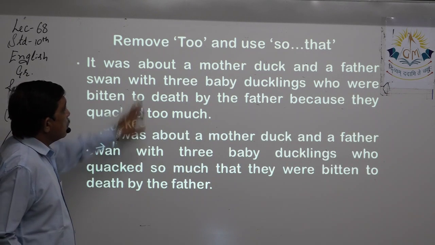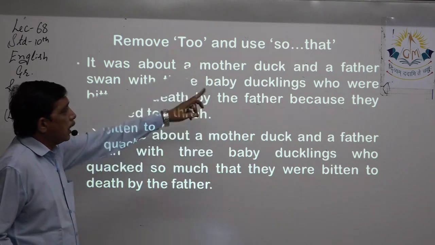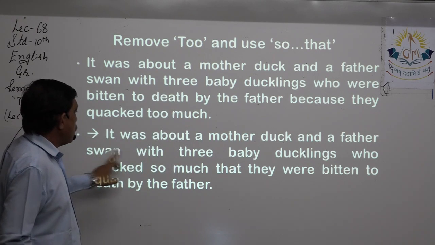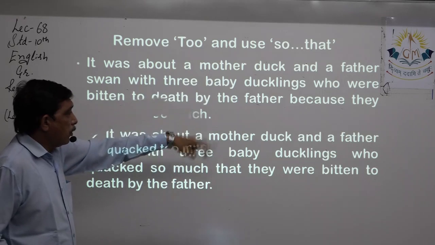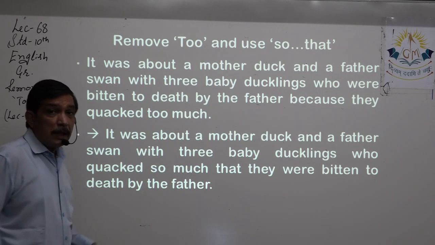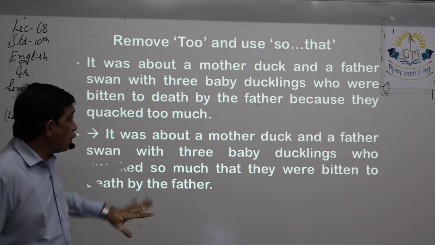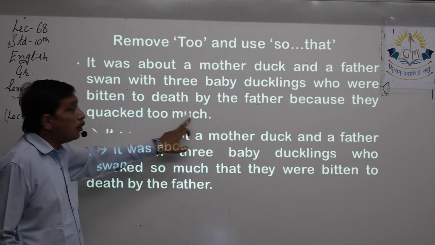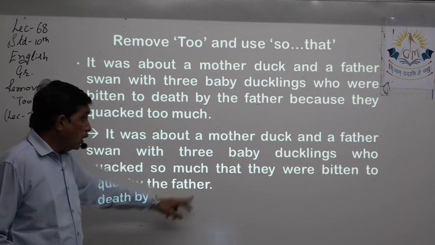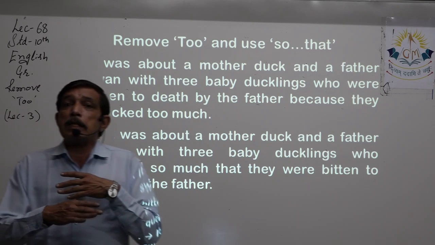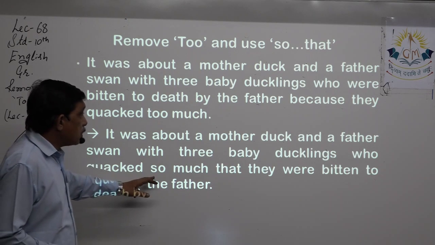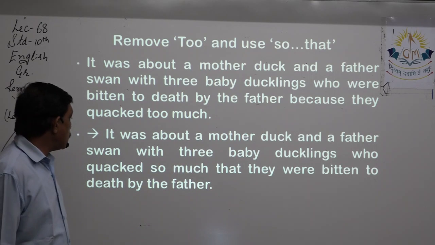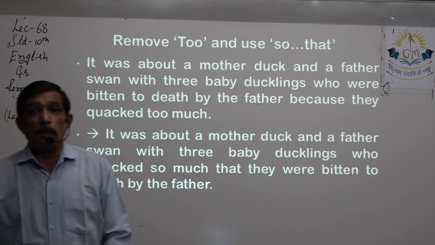It was about a mother duck and a father swan with 3 baby ducklings. So the first line as it is, same until who. Now ducklings were the one. So I will transform the sentence. Who quacked so much that? Because too much, so much that. So the whole sentence has to be rearranged. Because after who I use quacked. Who quacked so much that they were bitten to death by the father.